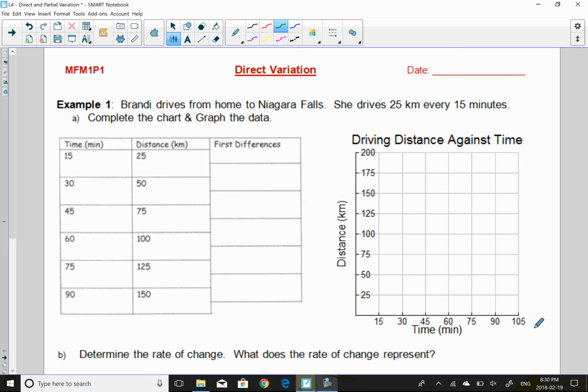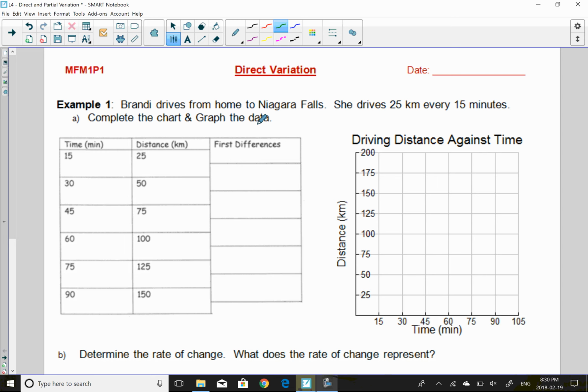This video is going to go through and explain what is direct variation and partial variation. Example 1. Brandy drives from home to Niagara Falls. She drives 25 kilometers every 15 minutes. Complete the chart and then graph the data.